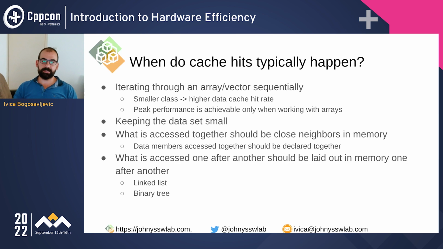The next thing is that what is accessed together should be close neighbors in memory. So you have a class and you're declaring members inside the class. Those members that you access together in your hot loop, you should declare next to one another, because this increases the data cache hit rate. And finally, what is accessed one after another should be laid out in memory one after another.